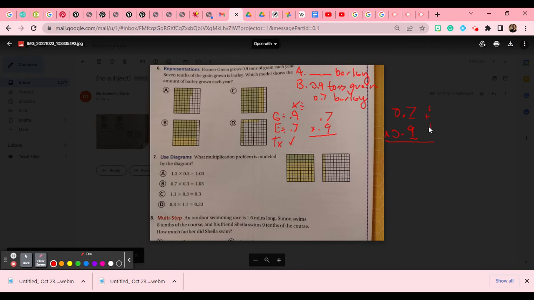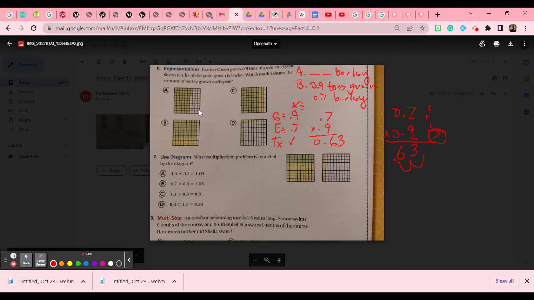We add them together. 1 plus 1 is 2. That's after we do our math. That's how many hops we're going to make from the right side to the left. 7 times 9 is 63. I need to make 2 hops, 1 hop, 2 hops. So our answer is 0.63. Now we need to figure out which of these models correctly represents how we do that multiplication operation.